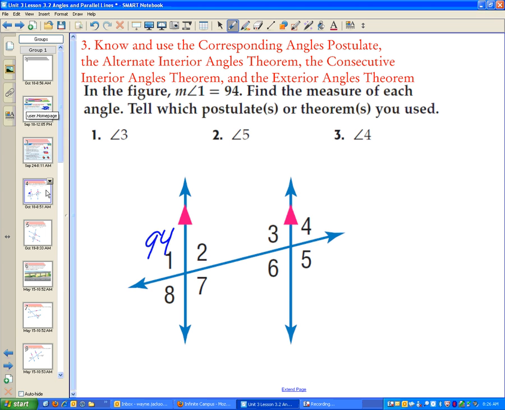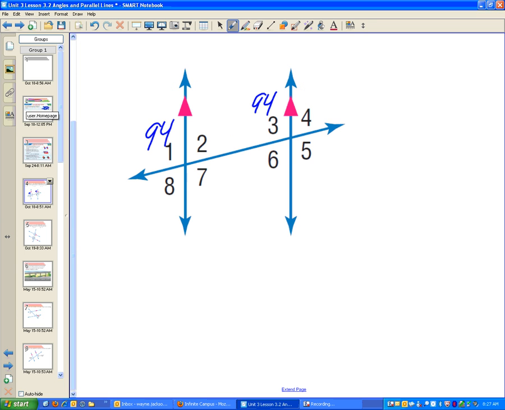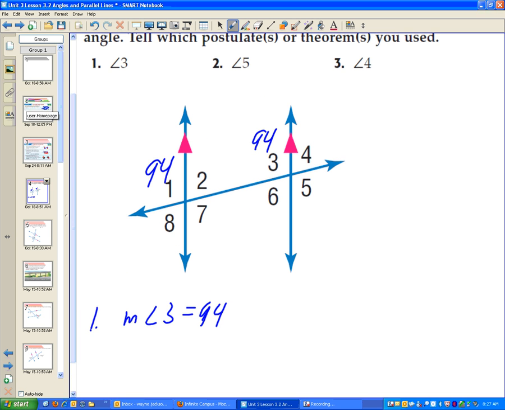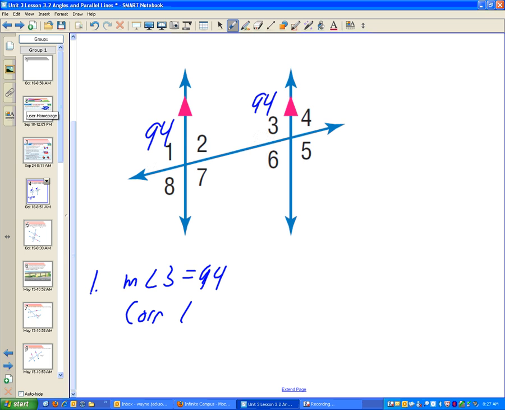Okay, now I'm tempted to just fill in all of the angles at once, but I'll go one problem at a time just so that I can keep straight which postulate or theorem I'm using. Number one, they want to know what the measure of angle 3 is. What's the measure of angle 3? 94. And which postulate do we use? Corresponding angles, and this is the one that's the postulate. This is the one that got us started. It's used to prove the others.